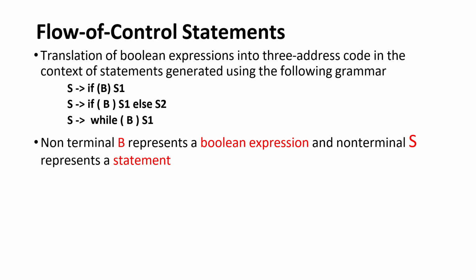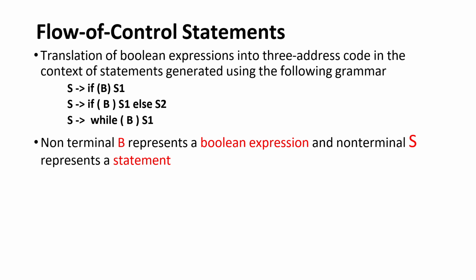Hi, in this video I am going to talk about the flow of control statements. So how are we going to translate the boolean expression into three address code in the context of statements generated using the following grammar? There are three grammars we are going to consider here. First one is S points to if of B S1. This is a simple if statement.